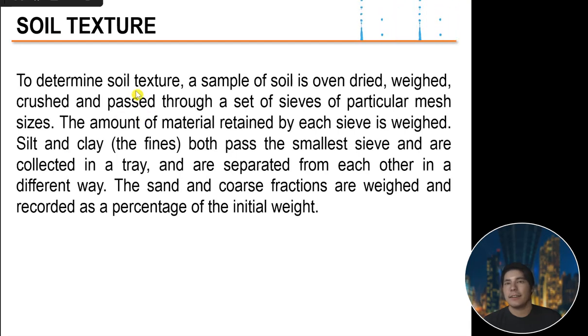So, to determine the soil texture, a sample of soil is oven-dried, wetted, crushed, and passed through a set of sieves of particle mesh sizes. So the amount of material retained by each sieve is weighed. So silt and clay are the fines. Both pass the smallest sieve and are collected in a tray and are separated from each other in a different way. So the sand and coarse fraction are weighed and recorded as a percentage of the initial weight.